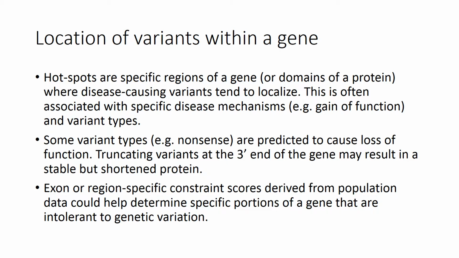As we saw in the previous slide, population data constraint metrics can inform variant interpretation. Currently, exon or region-specific constraint metrics from population data are being developed, and in the future will likely help us determine regions of genes that are particularly intolerant to variation.